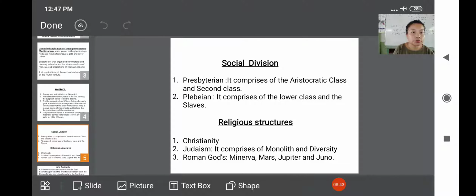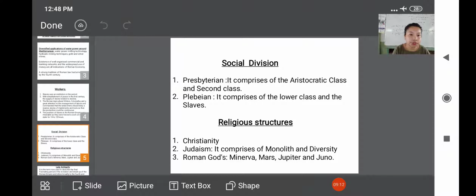Then we come to religious structures. In the religious structures, we have three main divisions. Number 1 Christianity, number 2 Judaism, and number 3 Roman gods. Judaism again is subdivided into two: monoliths and diversity.